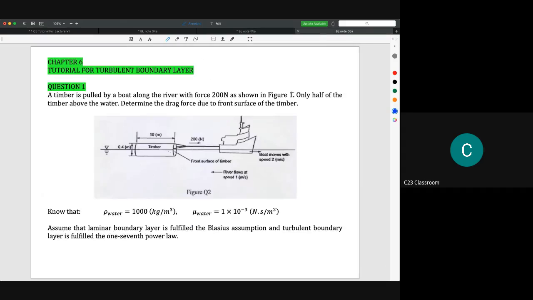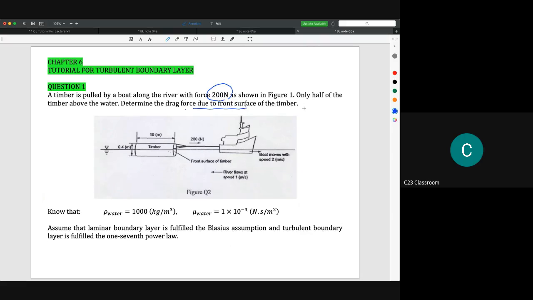Okay, now we go for a detailed one regarding the boundary layer. So for example, in this question 1, a timber is pulled by a boat along the river with a force of 200 Newton, as shown in figure 1. Only half of the timber is above the water, so half is actually submerged in water like this. Determine the drag force due to the front surface.